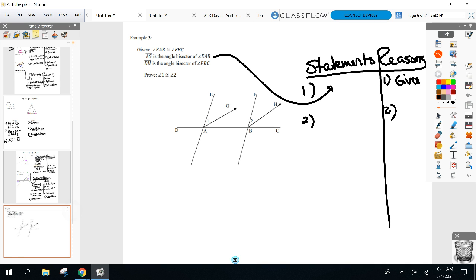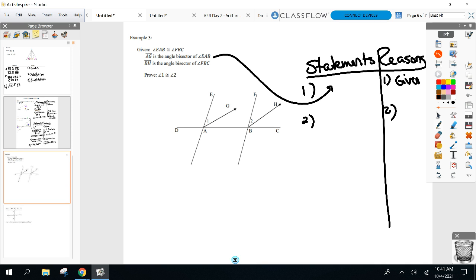I'm going to get going just because I want to make sure we get to the last problem too today. Do you have a pair of equal or congruent quantities? That was given to you. Check. Did I write down what I was taking half of yet? No, that's statement number 2.